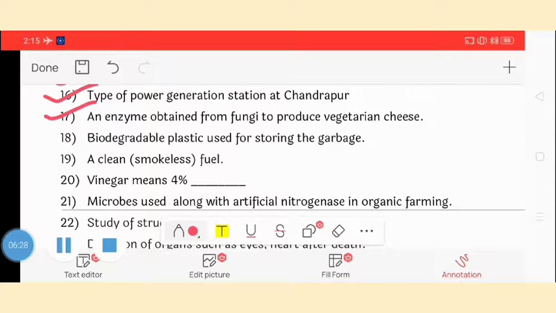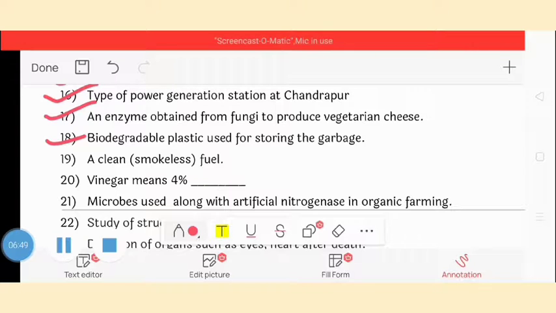18th question. Biodegradable plastic used for storing garbage. Which is the biodegradable plastic used for storing garbage? It is polylactic acid. So the 19th question is a clean smokeless fuel.